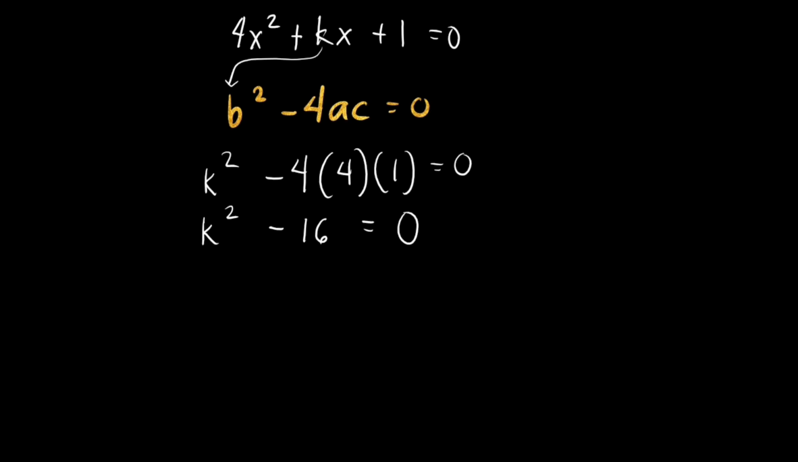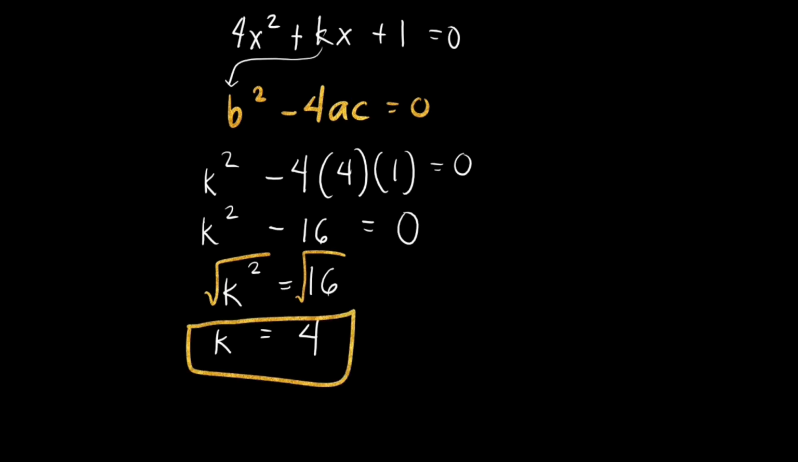Then, ilipat natin si 16 sa kabila. K squared is equal to 16. Then, what shall we do? We shall get the square root of this, and this will be equal to k equals 4. So, the value of your k is equal to 4.